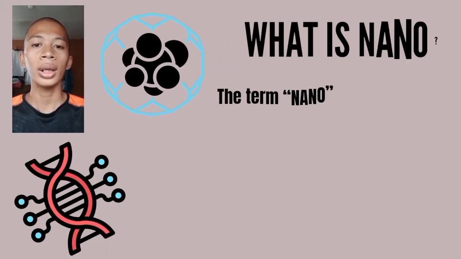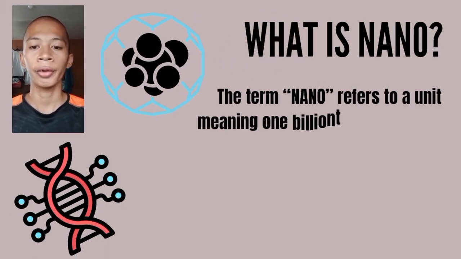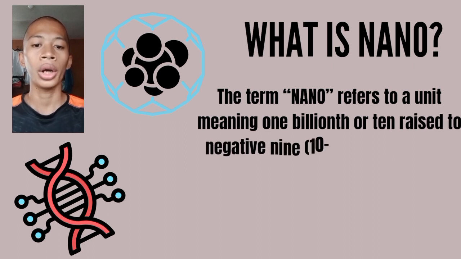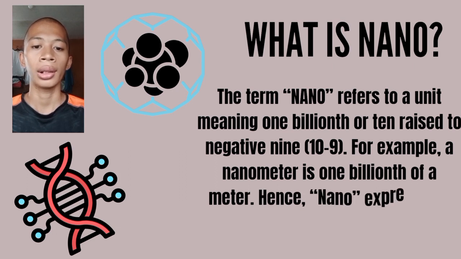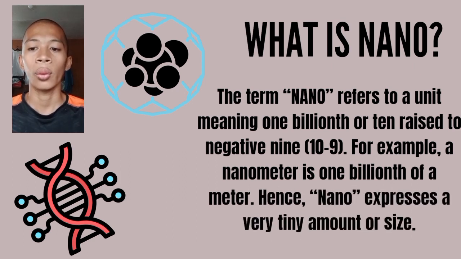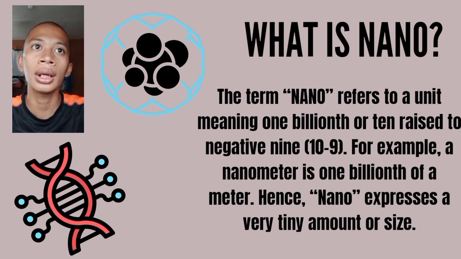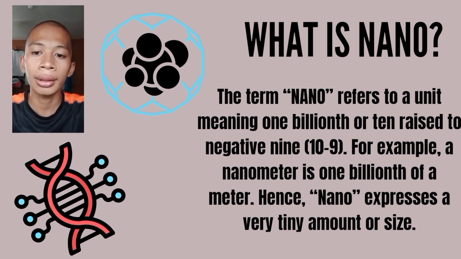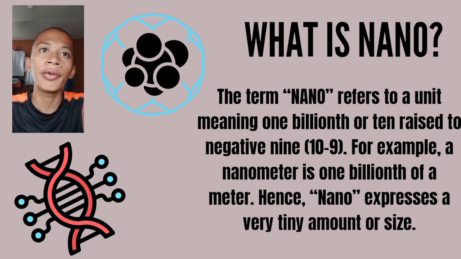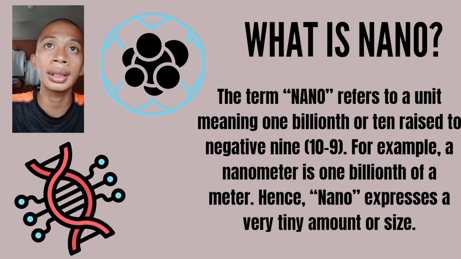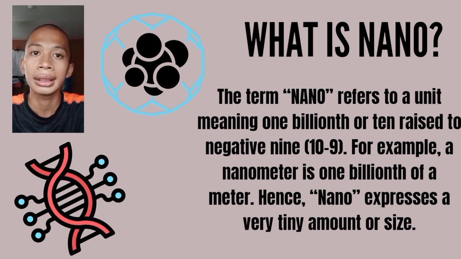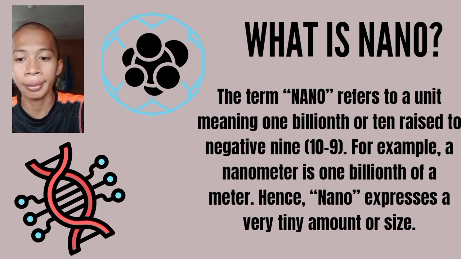The nano world. What is nano? The term nano refers to a unit meaning one billionth, or 10 raised to negative 9. For example, a nanometer is one billionth of a meter, hence nano expresses a very tiny amount of size. Compared to one strand of hair, nano is 50 to 100,000 times smaller than a strand of hair.